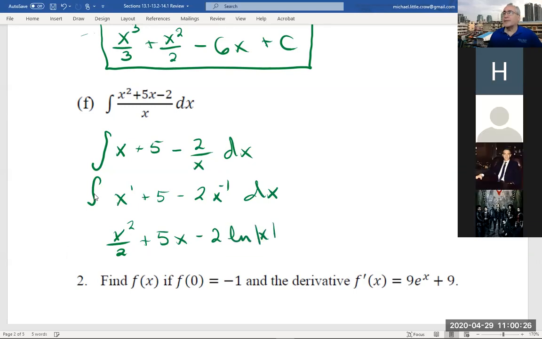Why did it become x squared over 2 from x to the 1st? You add 1 to the exponent. Oh, and then you put it under the denominator. Yeah, and then divide by that new exponent.